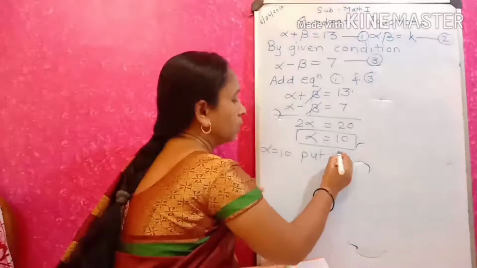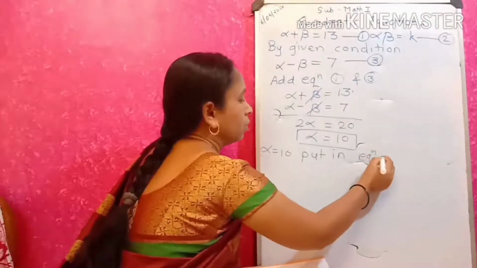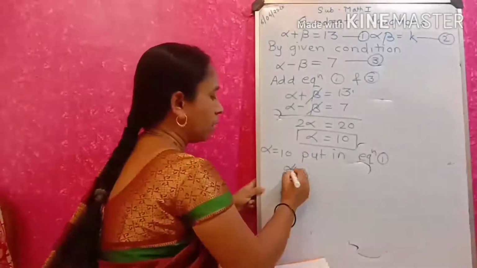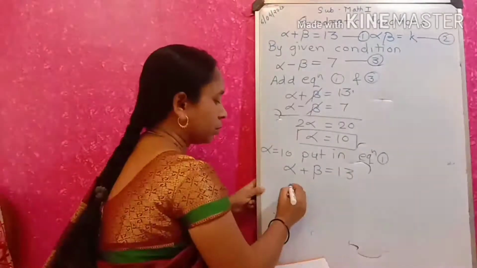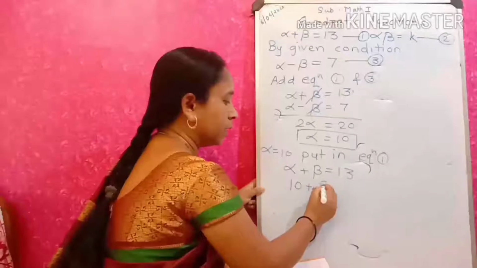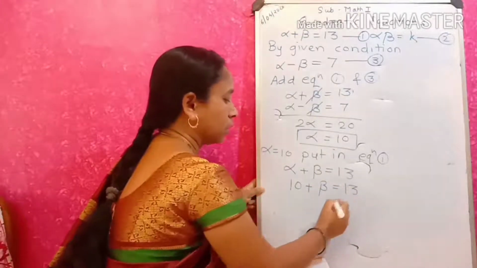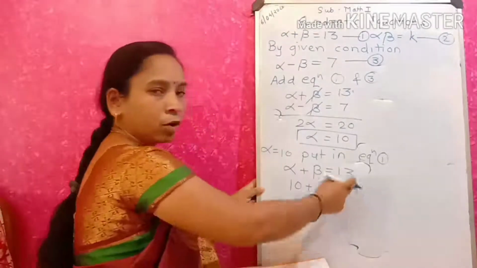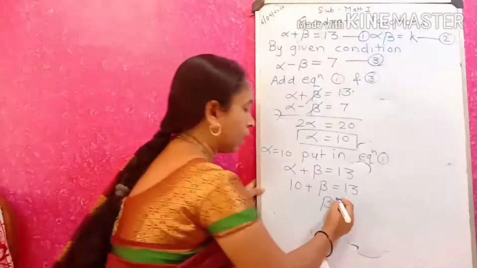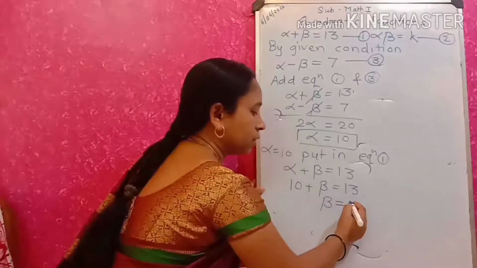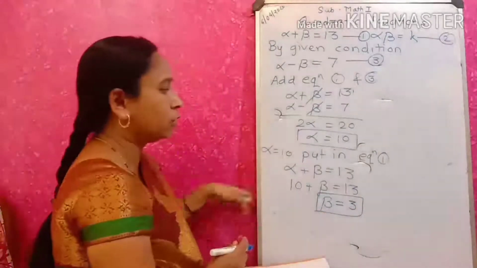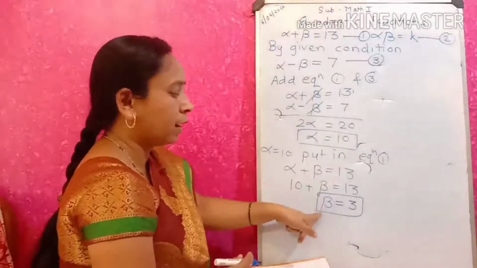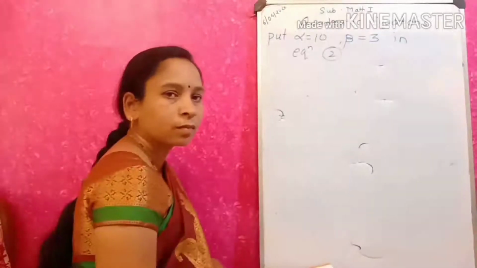Put it in equation 1. You will get alpha plus beta is equal to 13. That means 10 plus beta is equal to 13. So the 10 will go to the other side and you get 13 minus 10, that means the answer is 3. So you have got the two values: alpha is equal to 10 and beta is equal to 3.